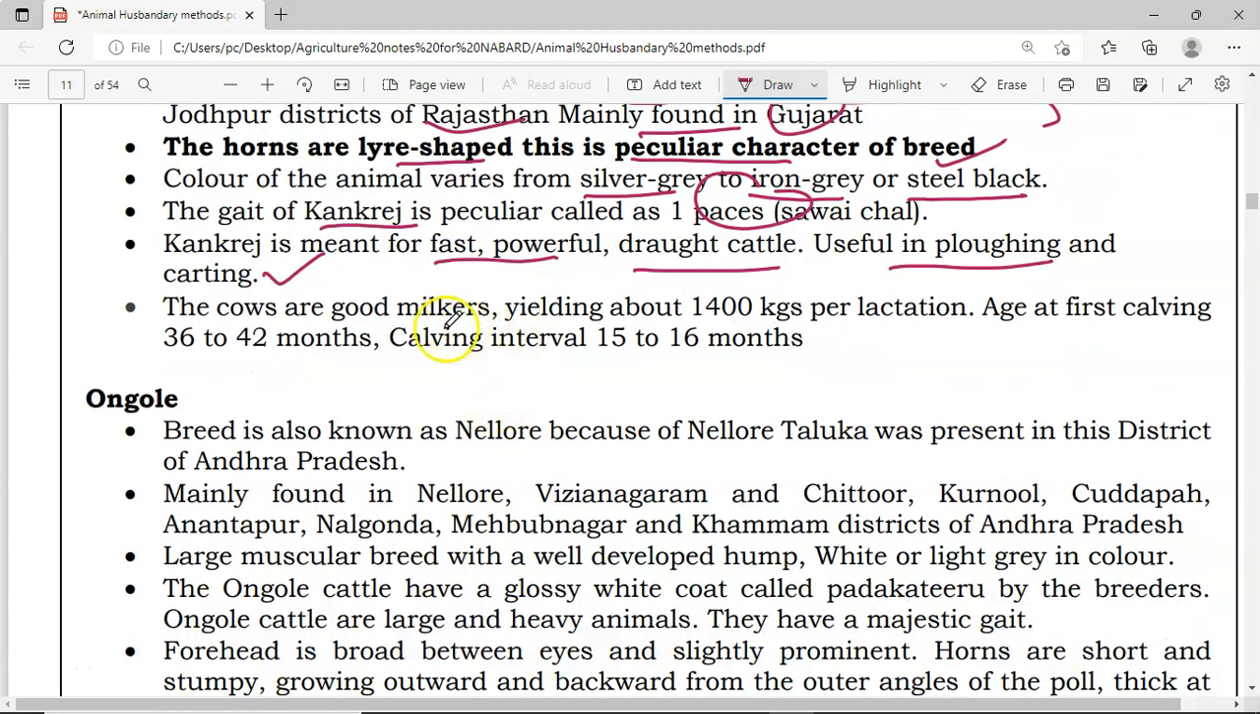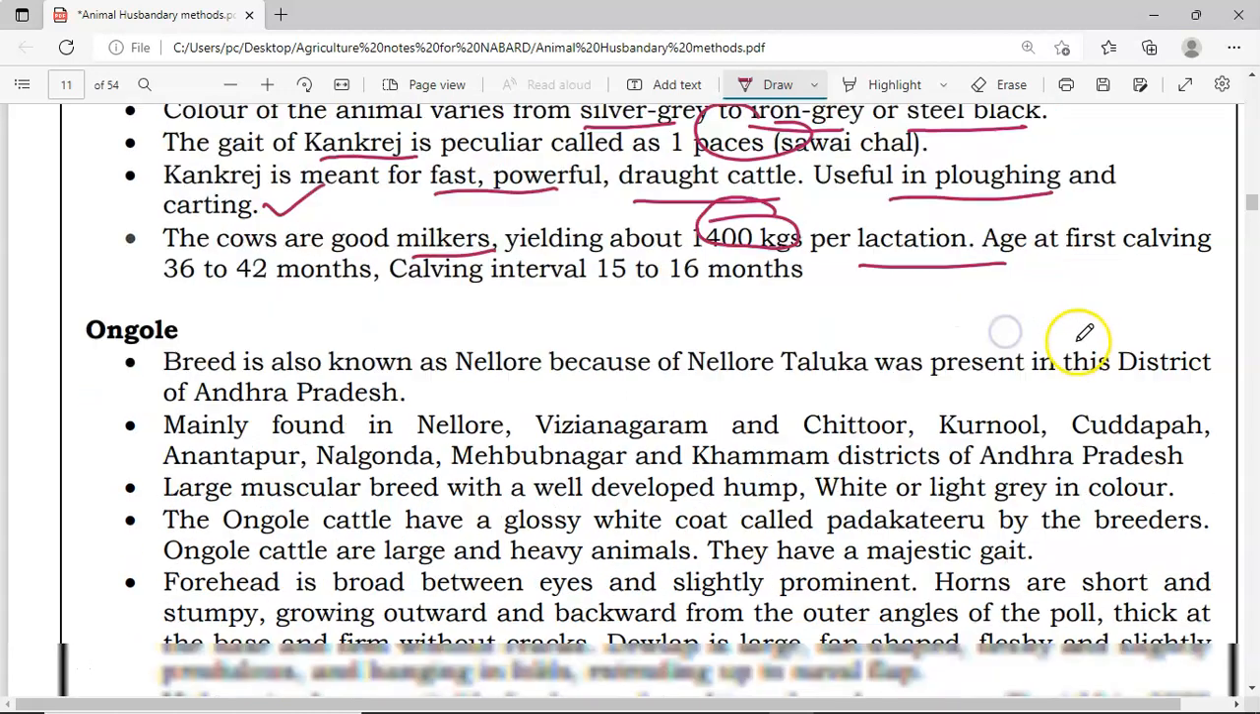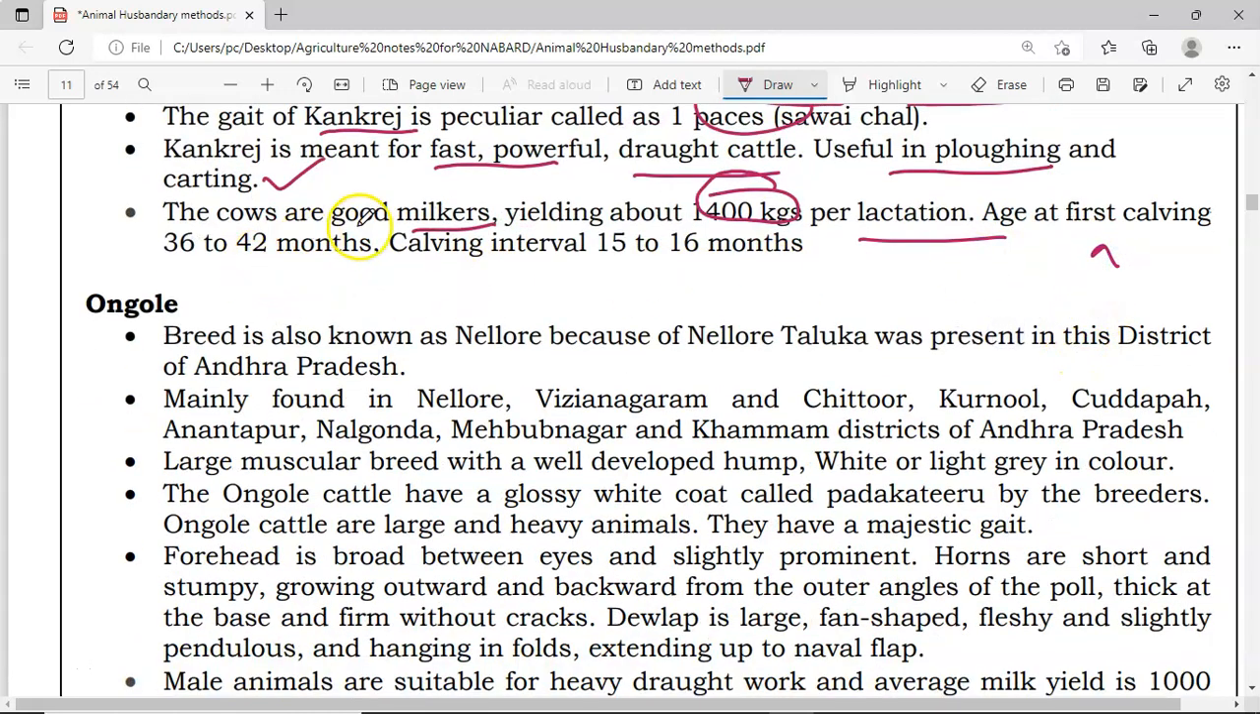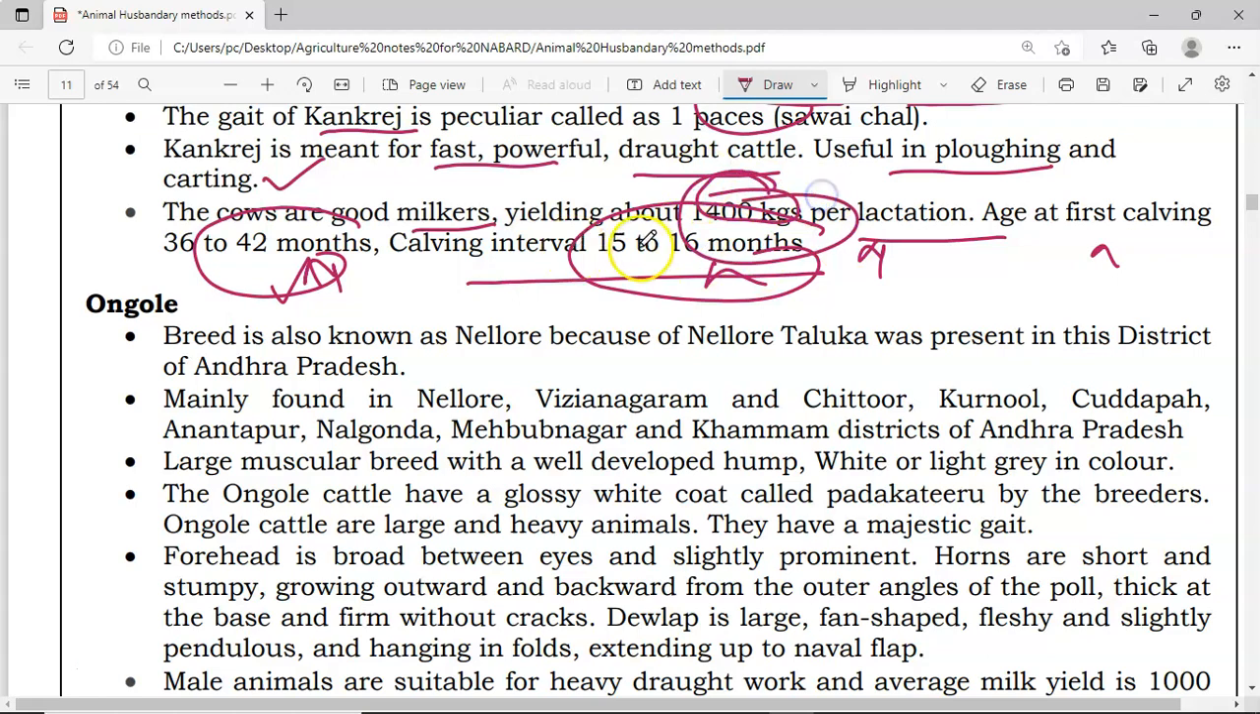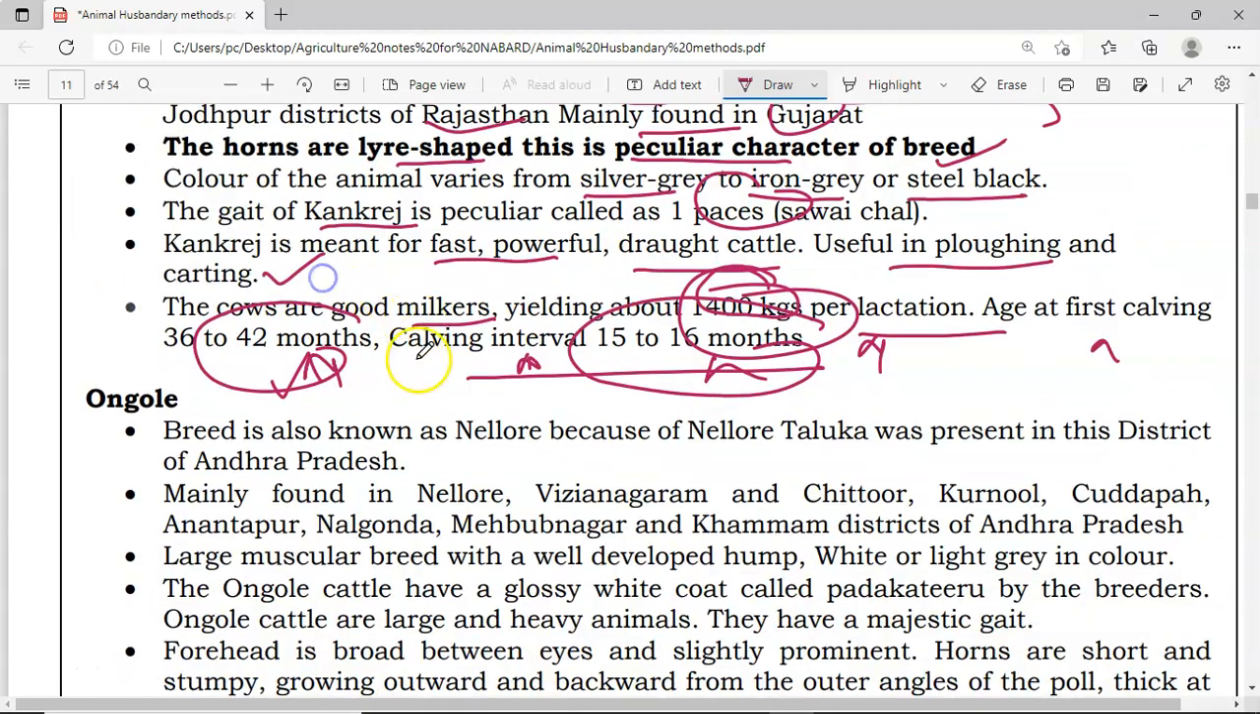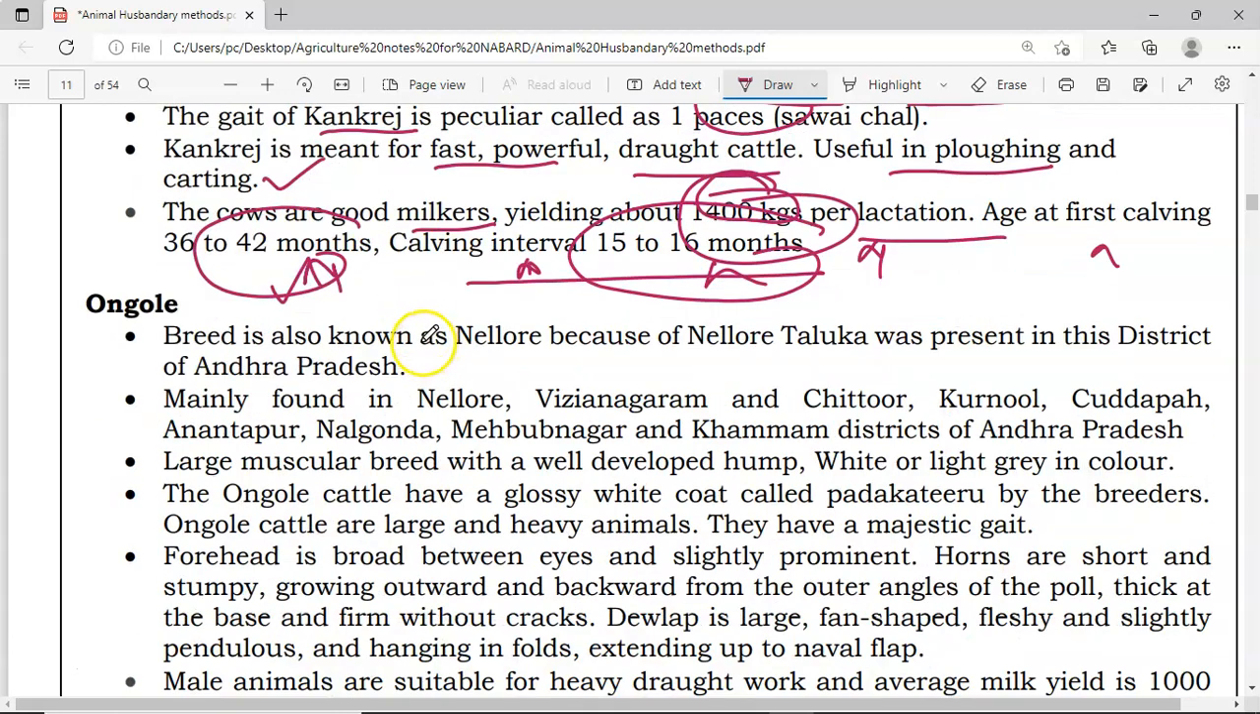The cows are good milkers, yielding about 1400 kg per lactation, and the age at first calving is 36 to 40 months. It is a very important period. The calving interval is 15 to 16 months. So we can say that it is a high yield variety, and because of its calving time and interval, it can be used for milking purposes also.